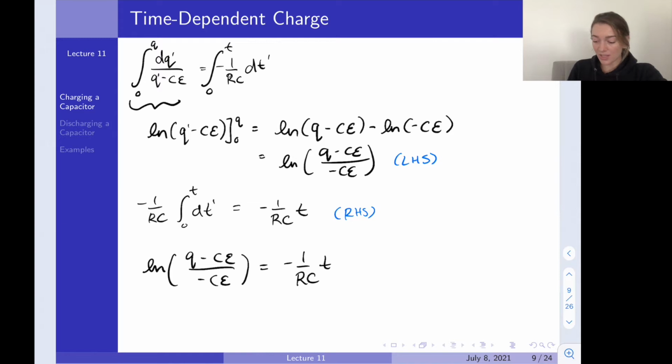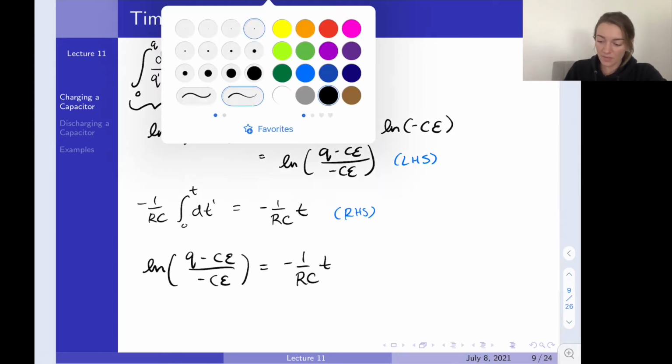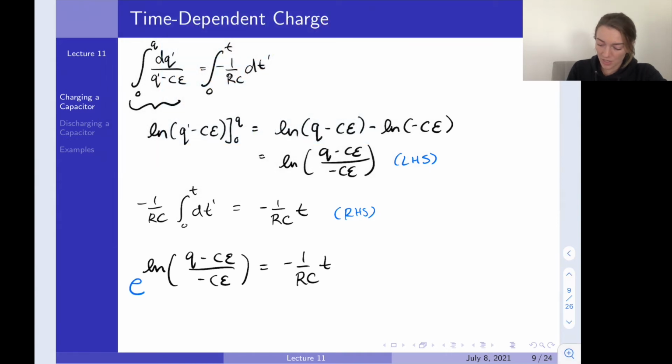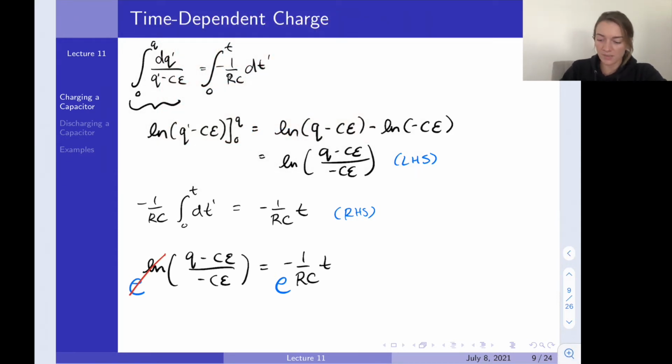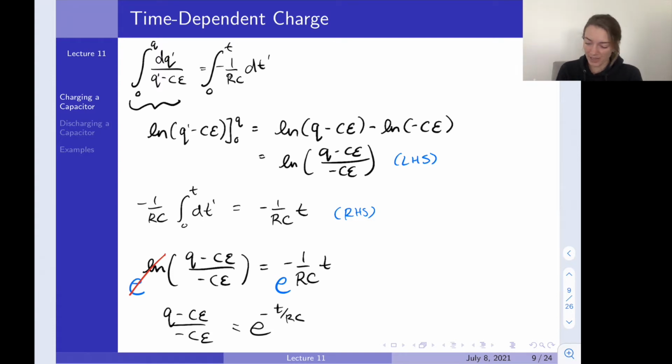So what I have to do is raise both sides to the power of e to get rid of my ln. So I'm going to raise each side to e to that power, and then that will cancel. e to the ln of something is just that something. So this side becomes Q minus CE over negative CE, and this becomes e to the negative t over RC. So now we're almost there.